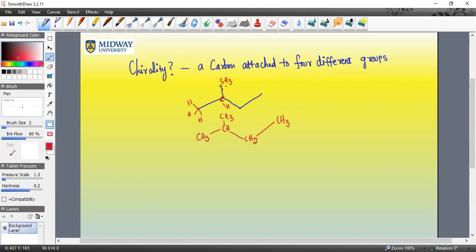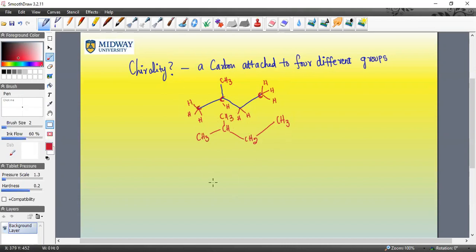No, because this carbon is attached to a CH3 and it's also attached to a CH3. This carbon is attached to 2 hydrogens and then also attached to this methyl group on one side and this whole big group on the other side. So it's containing 2 identical groups. That's not chiral. And again, the same deal here. This carbon is attached to 3 hydrogens, and then it's also attached to this whole group on the other side. So none of the carbons on this particular compound are chiral.